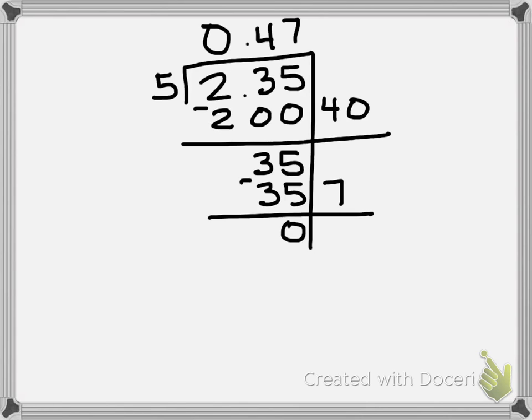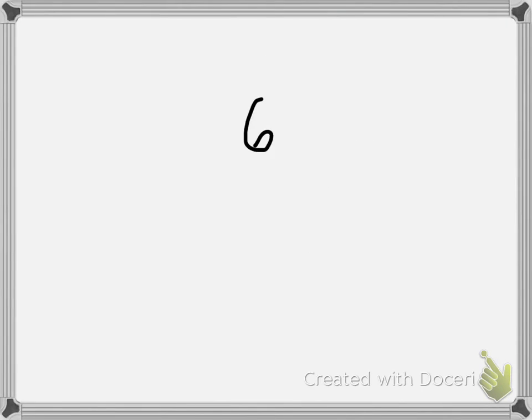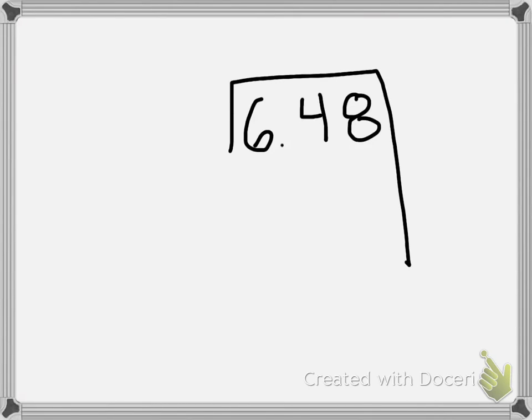All right, you guys. Let's do one more. I want you to just try it on your own, and then I'll do an answer reveal. Here we go. This time, let's do 6 and 48 hundredths divided by 6. Now, I want to say this before you start. 6 can go into 6. So your answer this time should be greater than 1. Let's see how you do, and then we'll do a reveal.